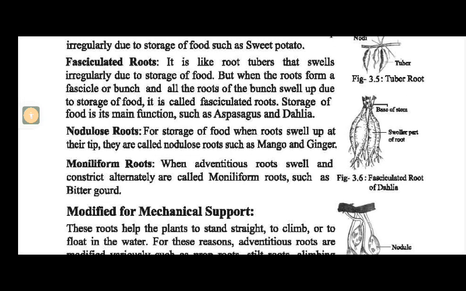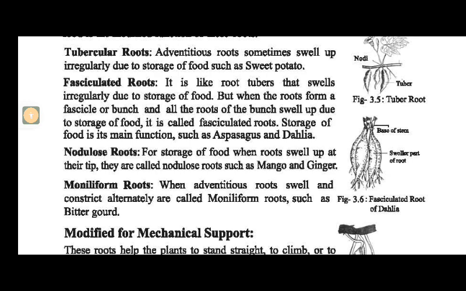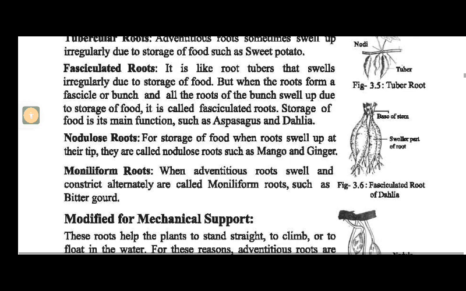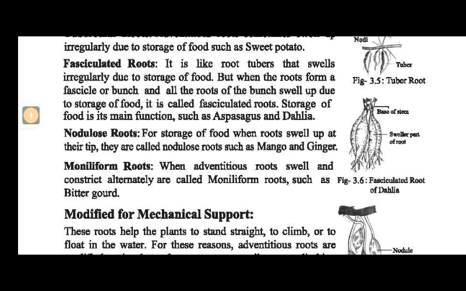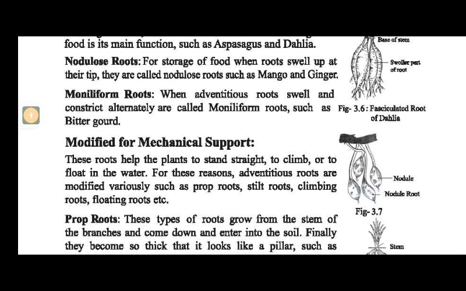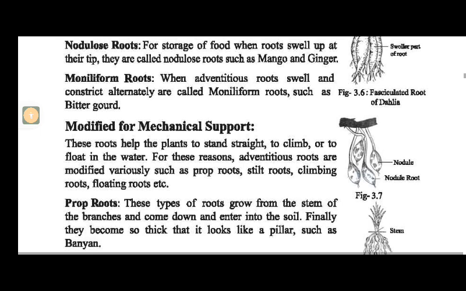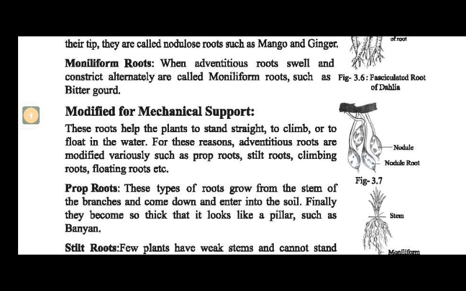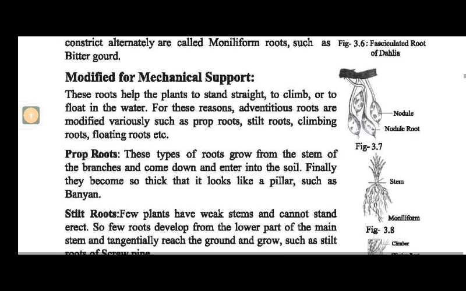Fasciculated roots. It is like root tubers that swell irregularly due to the storage of food, but when the roots form a fascicle or bunch and all the roots of the bunch swell up due to storage of food, it is called fasciculated root. Storage of food is the main function, such as asparagus and dahlia. Nodulose root. For storage of food, when the roots swell up at their tip, they are called nodulose root, such as mango ginger. Moniliform root. When adventitious roots swell and constrict alternately, they are called moniliform root, such as bitter gourd.